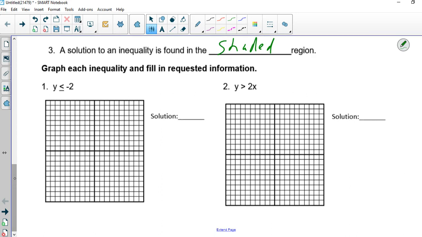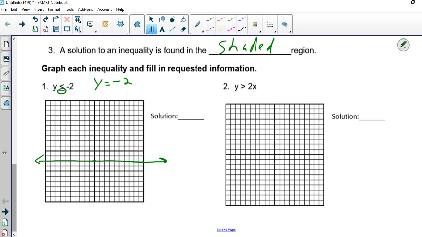So, y is less than or equal to negative 2. Well, I'm going to look for the line negative 2. Since it has a line here, I'm going to use a solid line. So here's the line y equals negative 2. And I use a solid line because it's less than or equal.